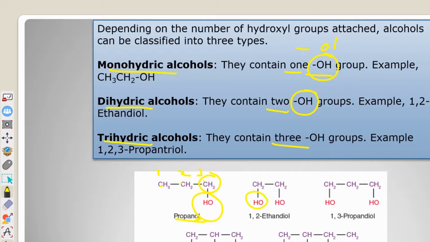Here, how many OH groups are attached? Two OH groups are attached to the two carbon atoms, hence it is said to be 1, 2 ethane diol. Why? What is the meaning of di?